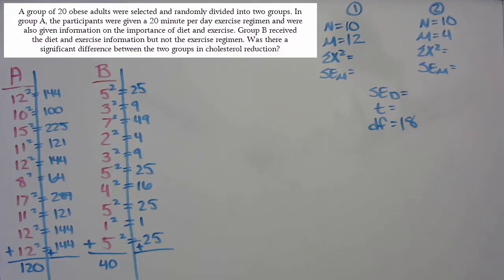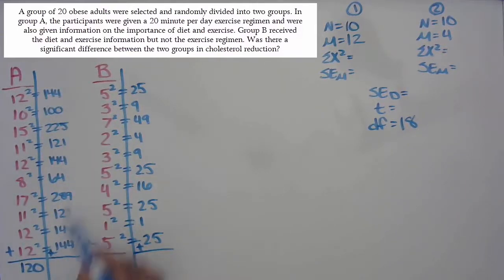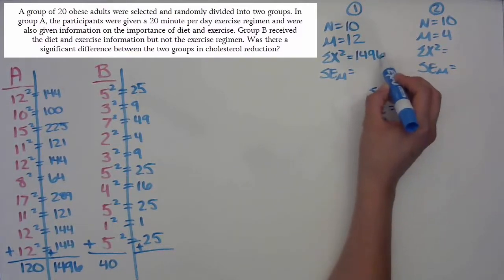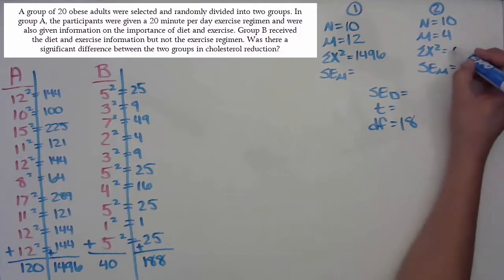So I have gone ahead and squared all of our raw score values here and written them down. So in order to find our sum of squares, all that we need to do is square each of our values and then add all of these up. So after we square, then we add, and if we add all of the numbers in this column, that is going to give us a value of 1496. Okay, and so for Group 1, our sum of squares is going to be 1496. And then we add all of these numbers up in the second column, and that is going to give us 188. So our sum of squares for Group 2 is 188.